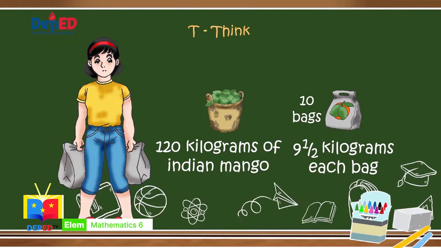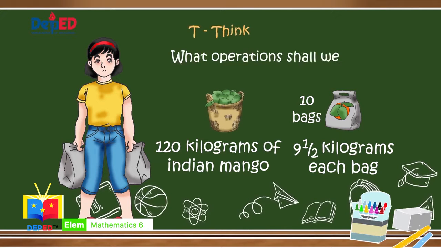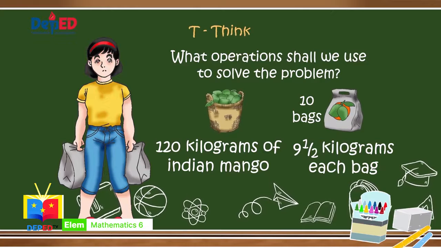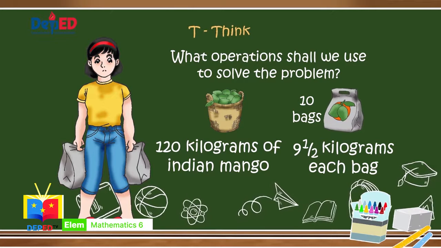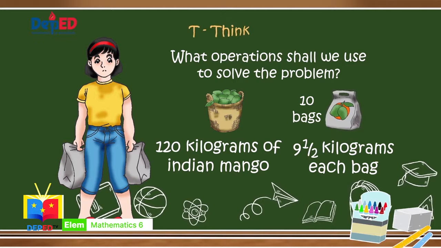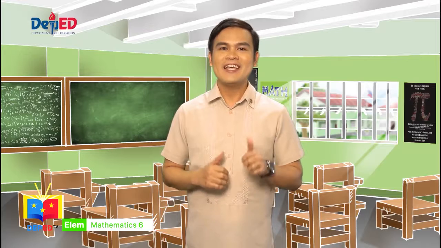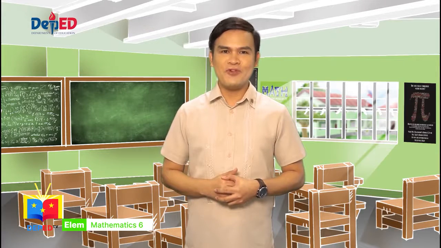In thinking of a plan, what operations shall we use to solve the problem? You can select your own strategy. Let us visualize the problem. Anna wanted 120 kilograms of Indian mango, but she had already picked 10 bags with 9.5 kilograms each bag. What operations will we use? Yes, we need 2 operations.